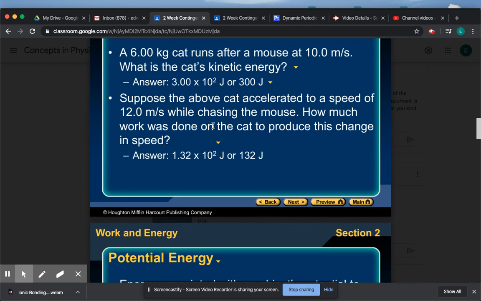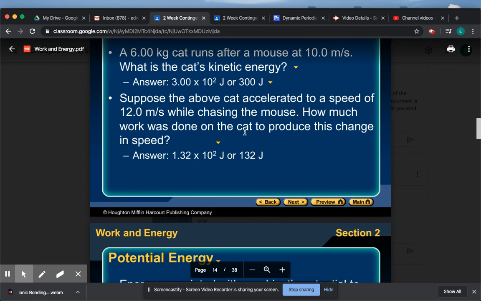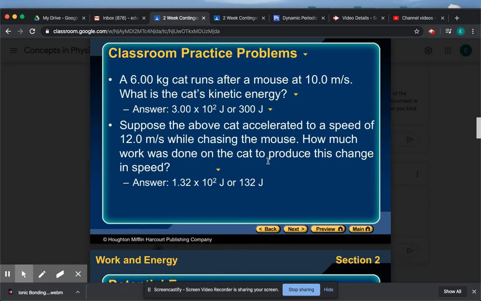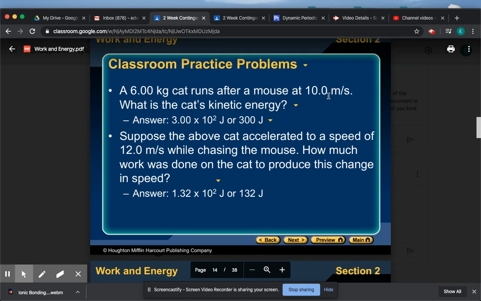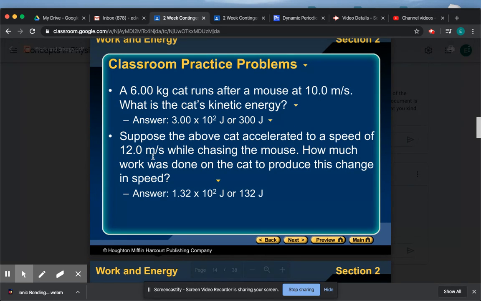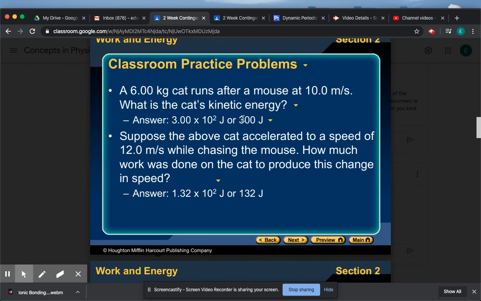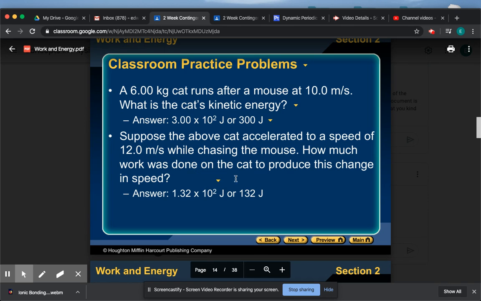And then they're saying, suppose the above cat accelerated. How much work was done on the cat to produce this change in energy? So you just have to find the new kinetic energy and then subtract. Instead of putting in 10, just put in 12. 12 squared is 144, and then you do 144 times 6 divided by 2. Whatever number you get, you'd have to subtract 300 from it, and that'll give you your work.